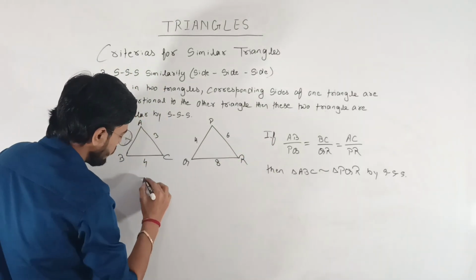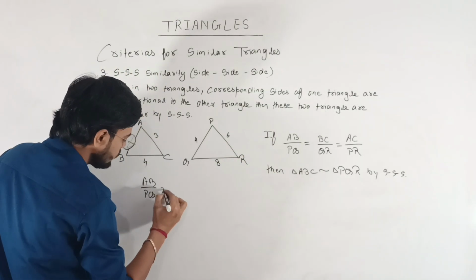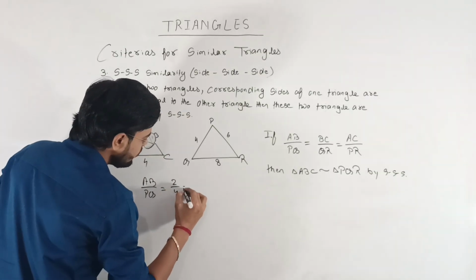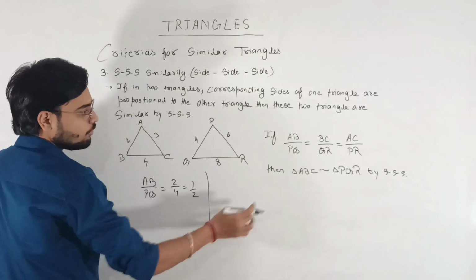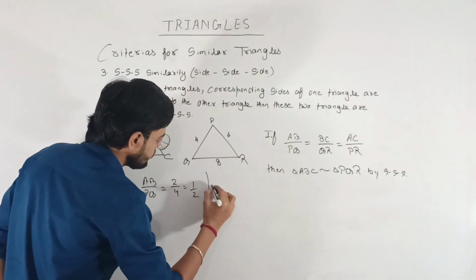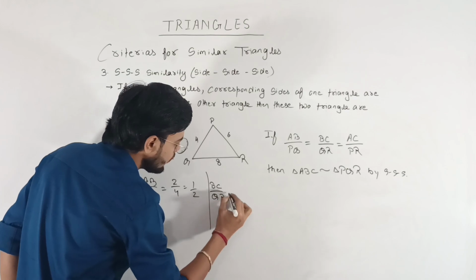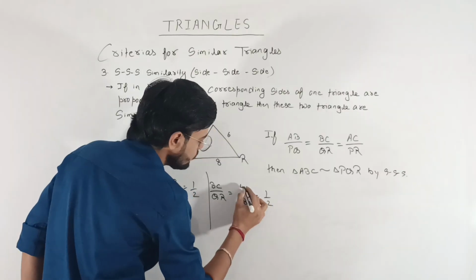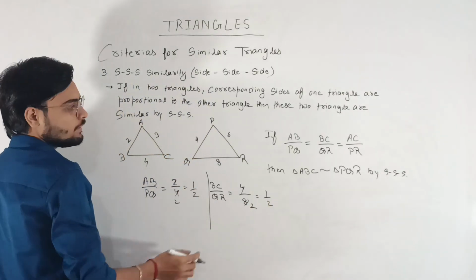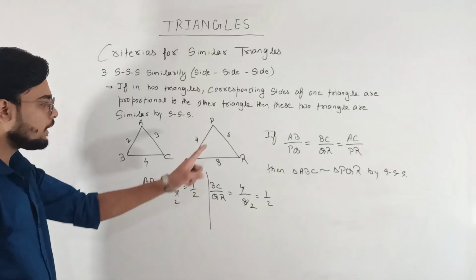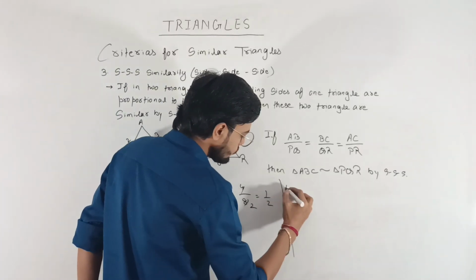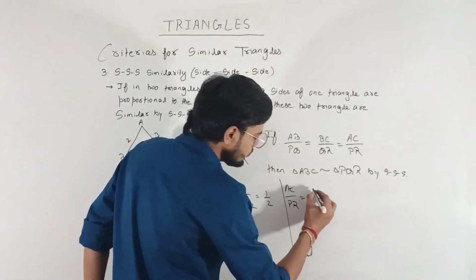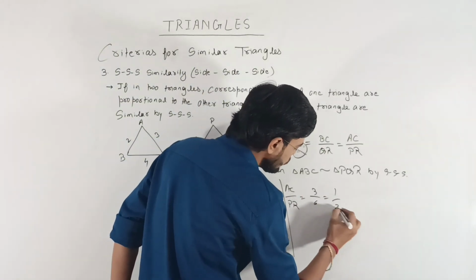Now let's check it. AB upon PQ: AB is here 2, PQ is here 4. So AB upon PQ is 2 upon 4, which is 1 upon 2. Now let's check BC upon QR. BC is here 4, QR is here 8, so again this ratio becomes 1 upon 2. Now let's check AC upon PR. AC is 3 and PR is 6, so again this ratio becomes 1 upon 2.